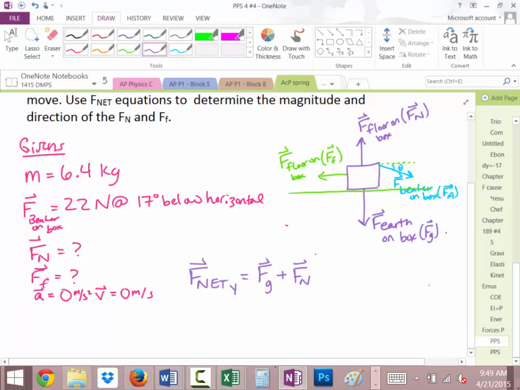I want to break this up into two pieces. Is that okay with everybody? Okay, something that's not in the normal direction, I'm going to break it up. So there's going to be one part that's going like this. I'm going to call that F-A-Y.